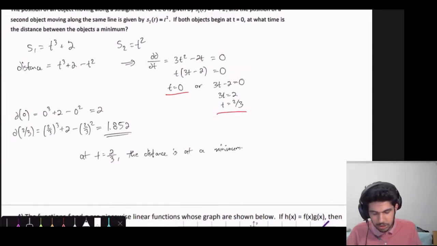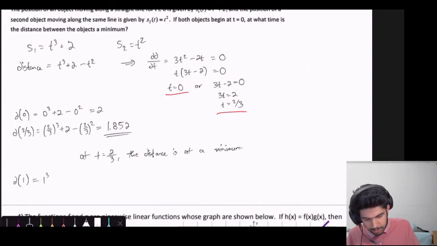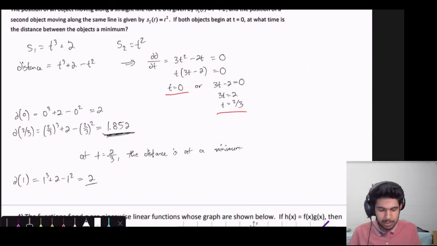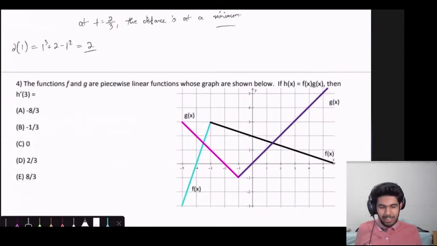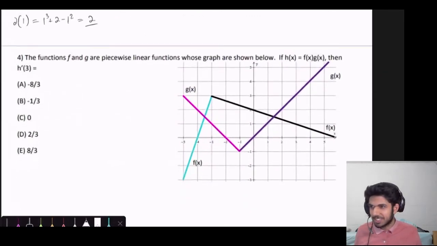And we can check this, just take another point and see if it makes sense. Let's try distance at 1. 1 cubed plus 2 minus 1 squared. That equals 2, and it seems to be the case that that's correct. So, yeah, that was a pretty simple question because we were able to get that equation in terms of one variable pretty easily. All right, now we have a multiple choice question.